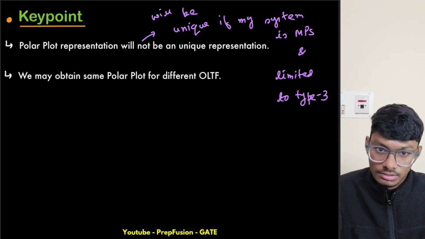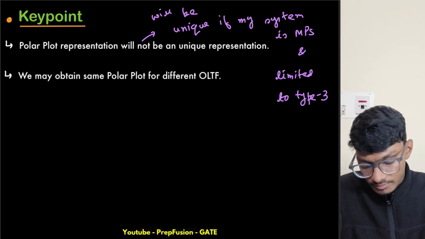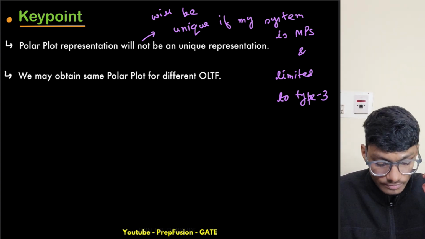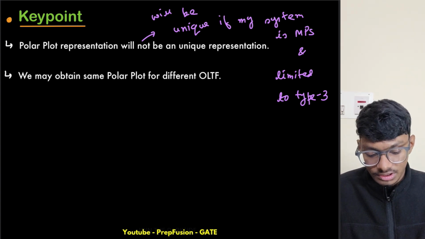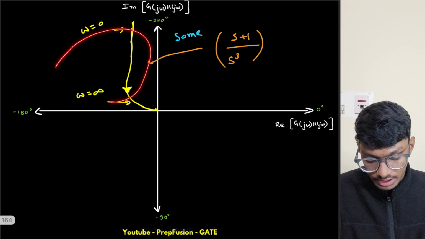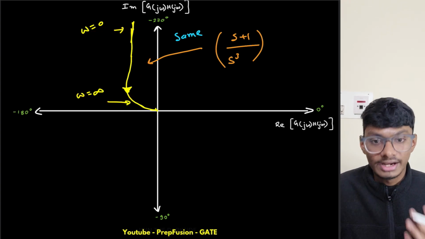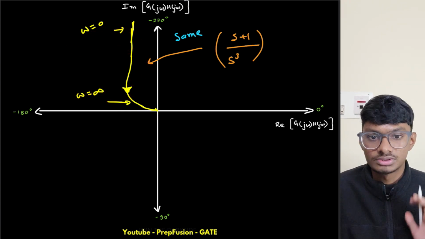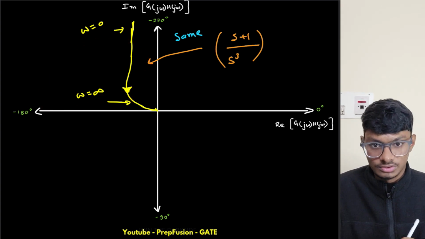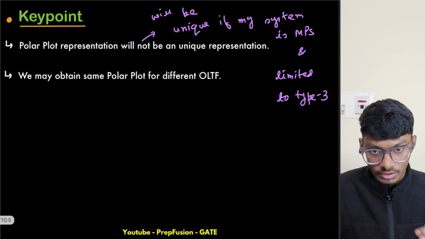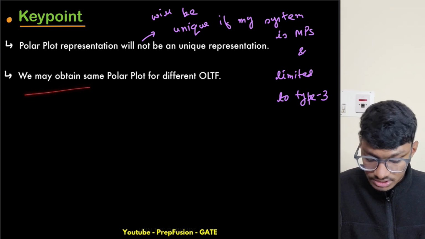If my system is type 0, type 1, type 2 or type 3, all those systems will be unique. After that, the pattern may repeat, the representation may repeat, the plot may repeat. So we won't be able to identify the transfer function of this one. It is not easy for us to identify it. I hope you got it. So we may obtain the same polar plot for different OLTFs.